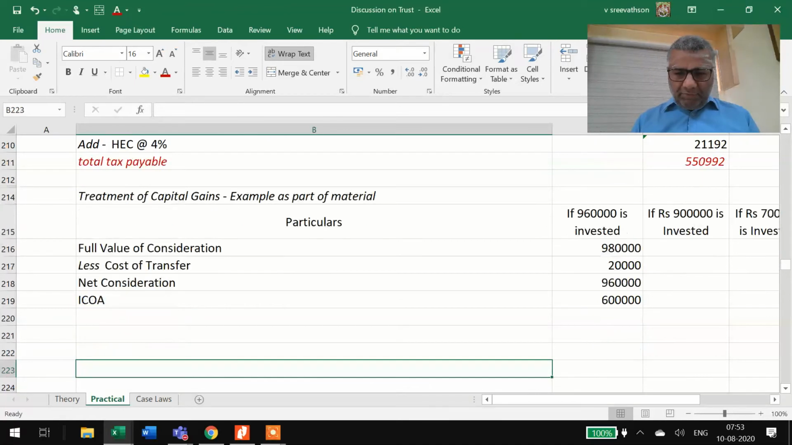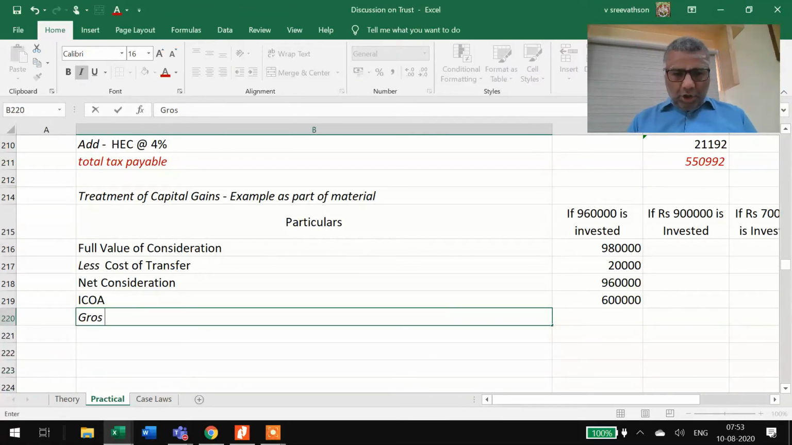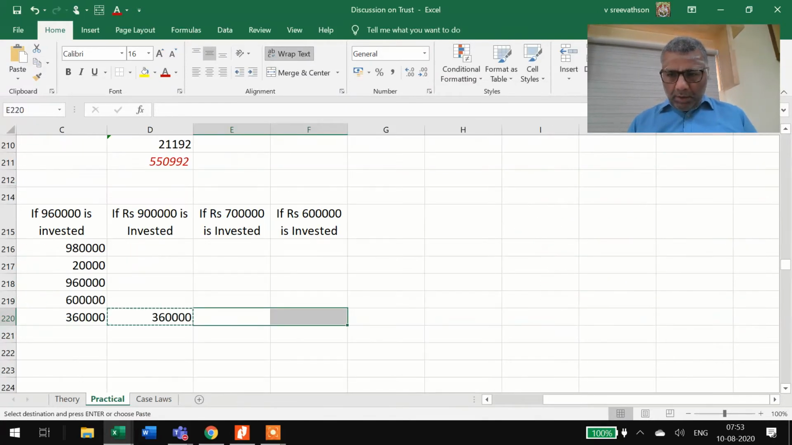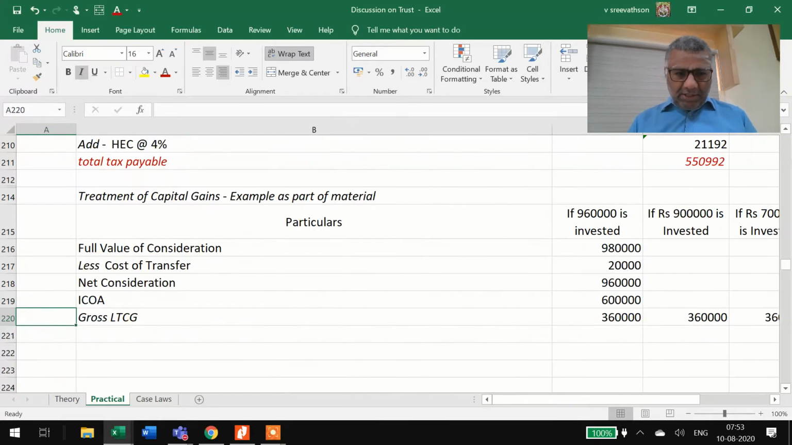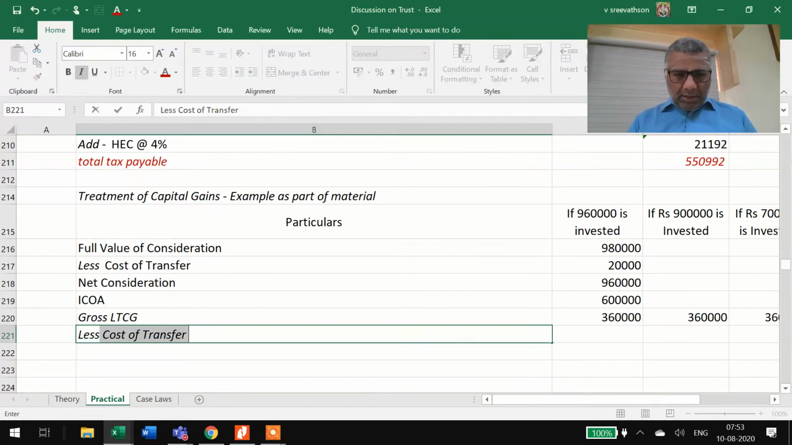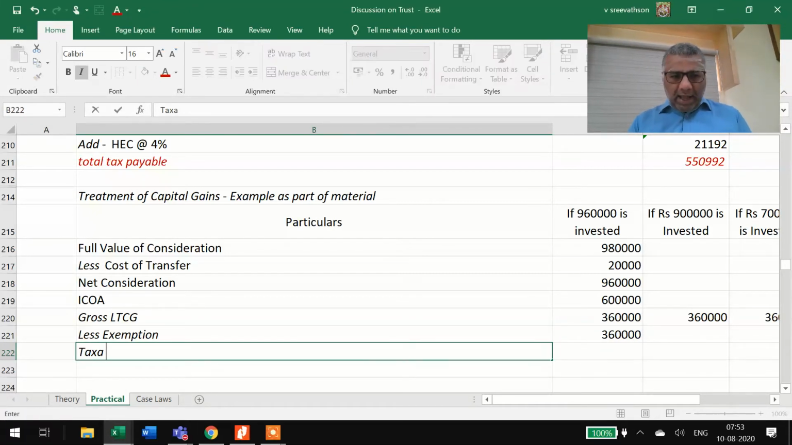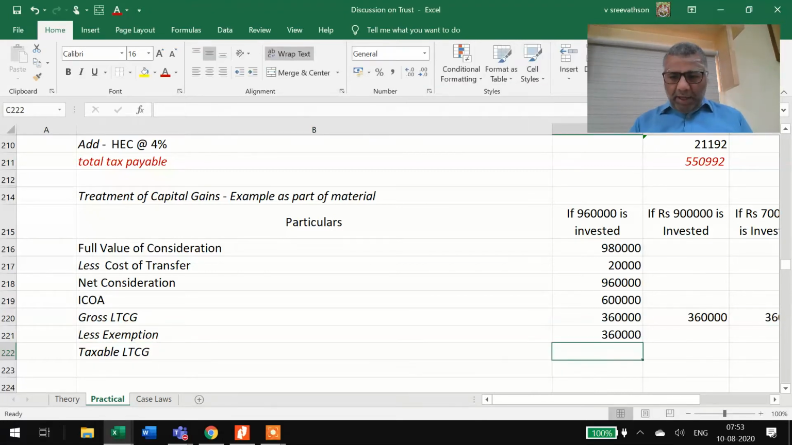So my dear friends, we get gross LTCG. Gross LTCG is 3,60,000, less exemption. In case A, the entire 9,60,000 is invested. So the entire 3,60,000 will be exempt and taxable LTCG will be nil.